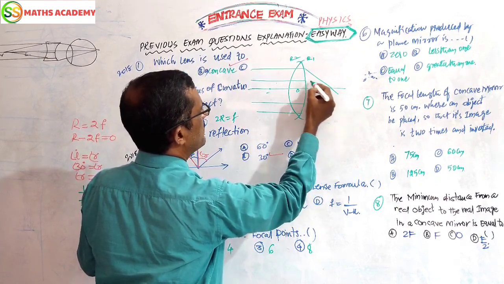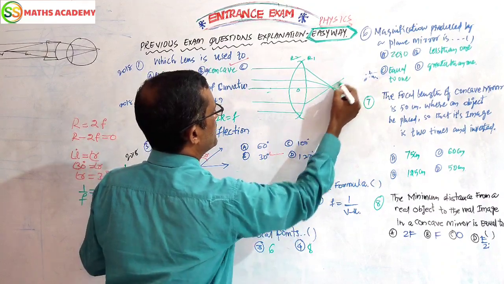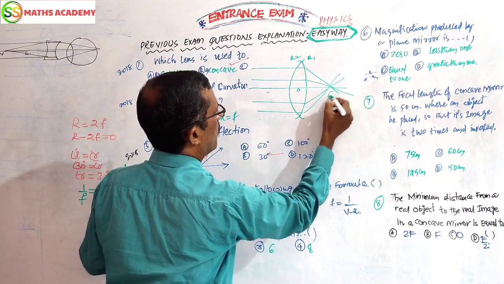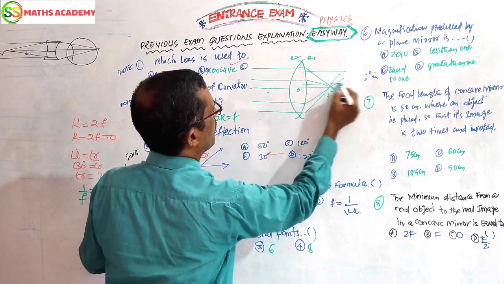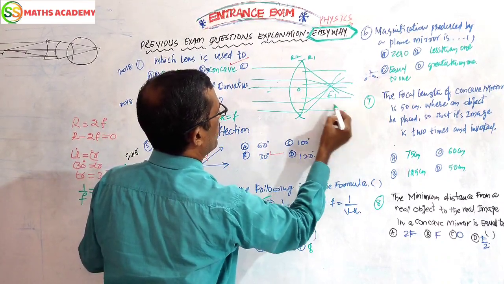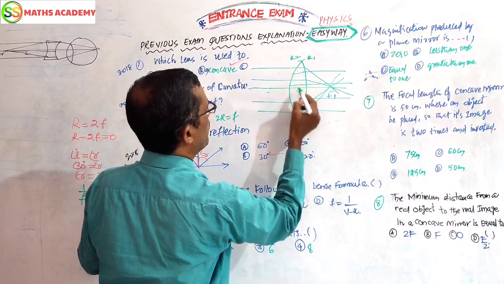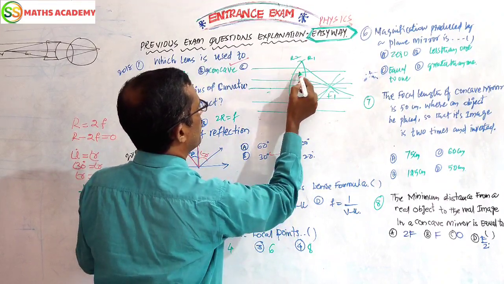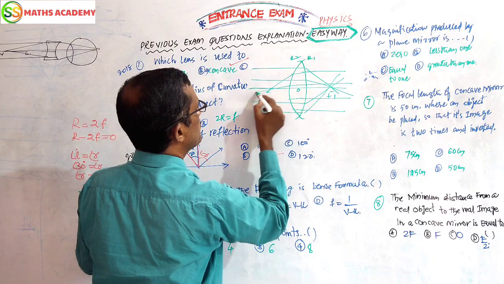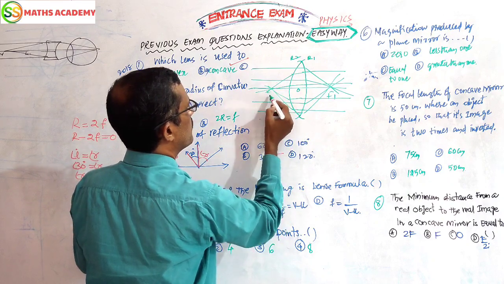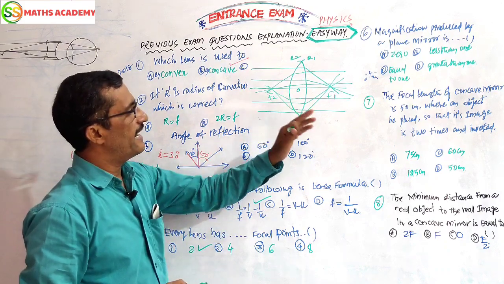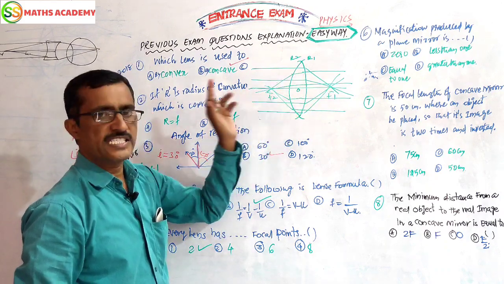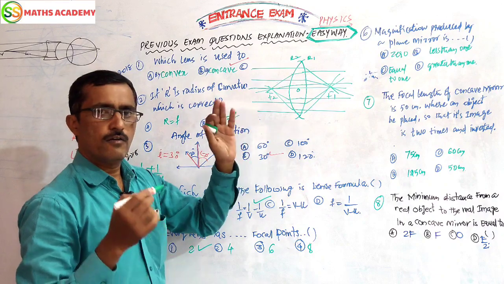So they converge on the principal axis. This is called F1. Suppose the light rays are coming from right to left, what will happen? After refraction, all the refracted light rays meet each other on this side. So this is F2. The position where the refracted light rays converge on the principal axis is called the focus or focal point.